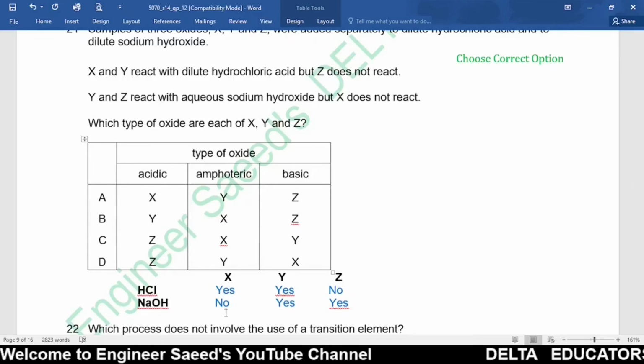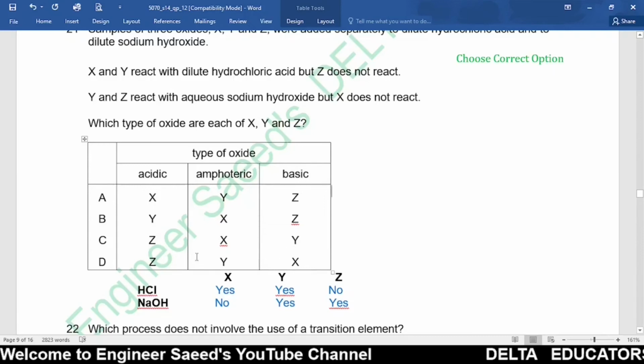Now we have to find out the type of the oxide. Now X reacts with HCl. X reacts with an acid, but X does not react with an alkali. So X is definitely alkaline in nature because it is not reacting with alkali and it is reacting with an acid. Alkaline or basic in nature, X is given only in option D. So our correct option will be option D.